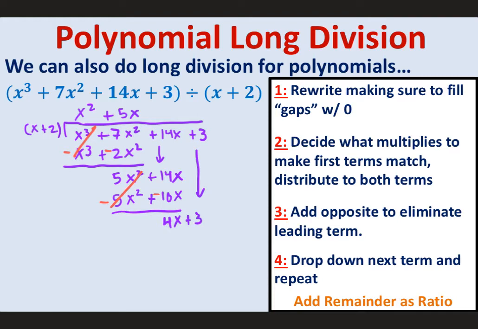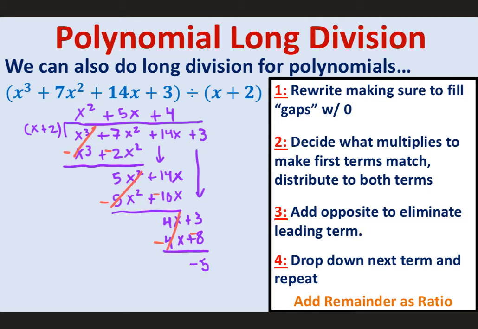Repeat the process again. You say, all right, what can I multiply x by to make 4x? Well, that one's a little bit easier. You can multiply it by a 4. 4 times x makes 4x. 4 times 2 makes 8. Draw the line and then make it opposite. Minus 4x minus 8. The 4x's cancel. You have 3 minus 8. This time that is negative 5.